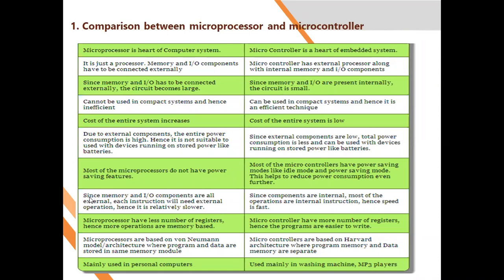Now see, since memory and IO components are all external, each instruction will need an external operation, hence it is relatively slower as compared to the microcontroller. Microprocessor operations are slower. Now, fewer registers. See here, the microprocessor has fewer registers. Only 6 general purpose registers are available in the microprocessor to operate. Which are these? That is B, C, D, E, H, L.